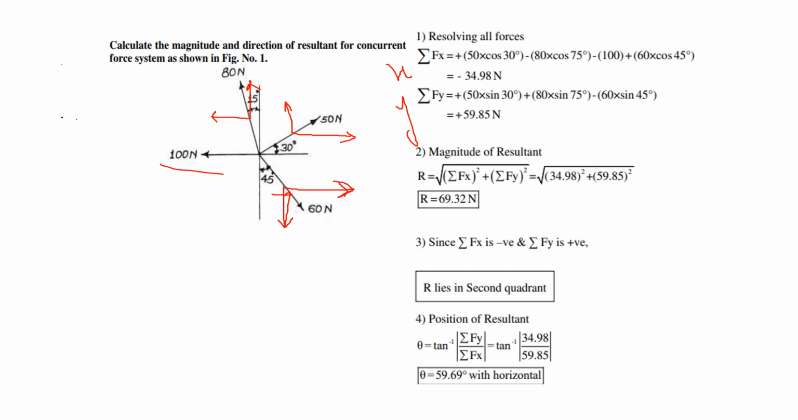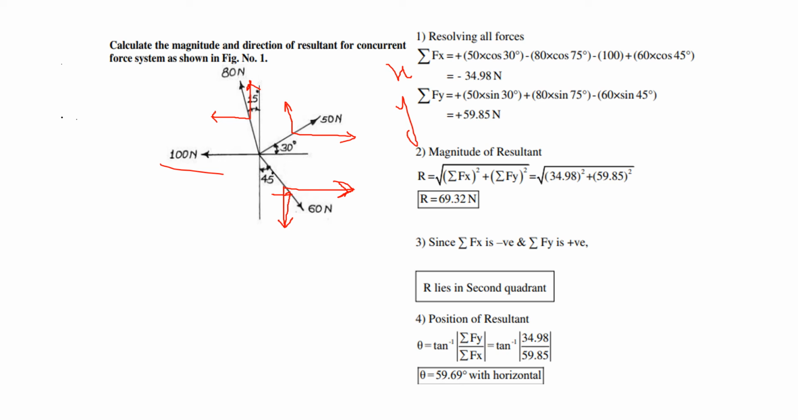Then we will find magnitude of resultant, which has a formula. The resultant, that is R, is equals to under root of summation Fx square plus summation Fy square. After putting the values in calculator, we will get resultant as 69.32 Newton.